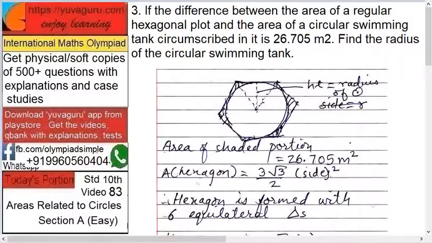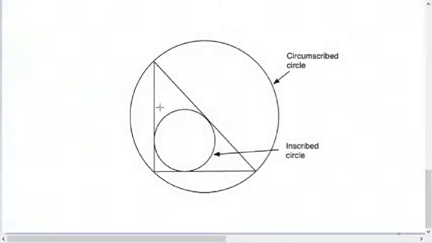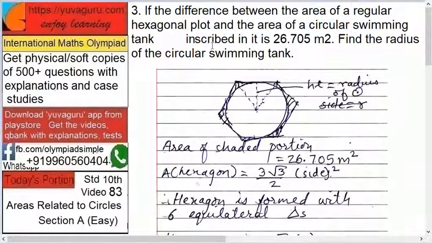See here, firstly understand the problem. This is a hexagon and this is a circle. In this, the problem should have said inscribed, because what is inscribed and what is circumscribed? When the circle touches the vertices, it is called circumscribed. When it touches the sides, it is known as inscribed. So the word should be inscribed. Okay, let's move on. See here, what is given? The area of this darker portion is given, and we want the radius of this circle.